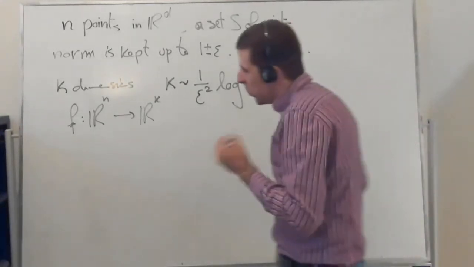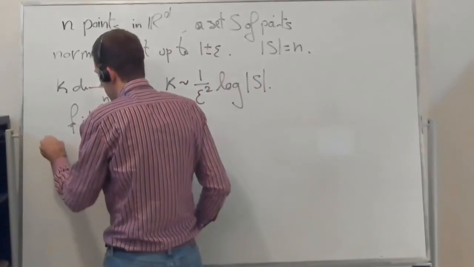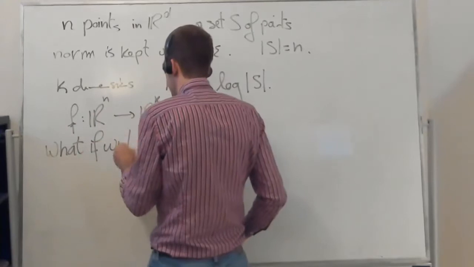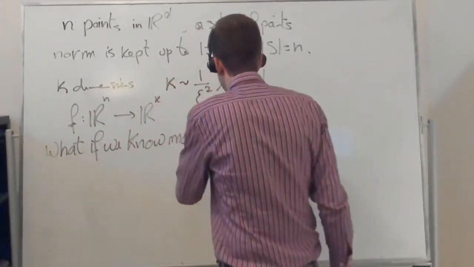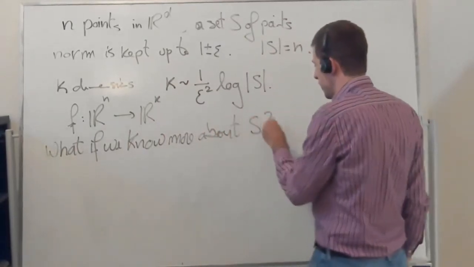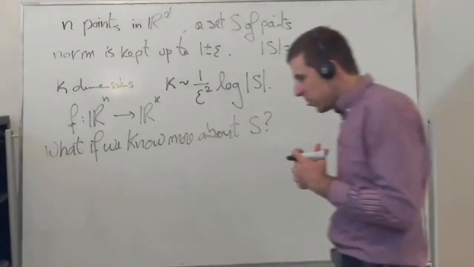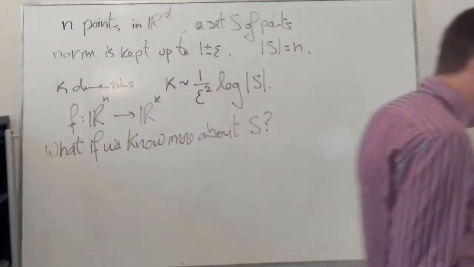Okay, so now the question that we'll be interested in understanding today is, what if we know more about S? How well can we do if we know more about S? Can we actually improve over this? Because Johnson-Lindenstrauss was a statement about any set S of points. The only thing that mattered was its size. But what if we know more?